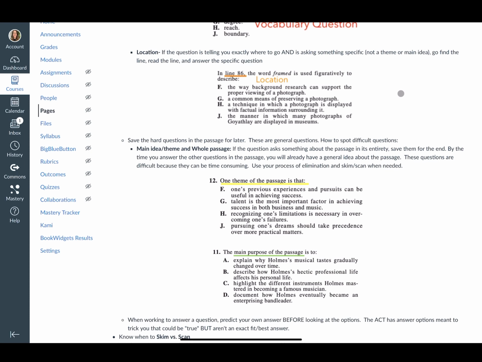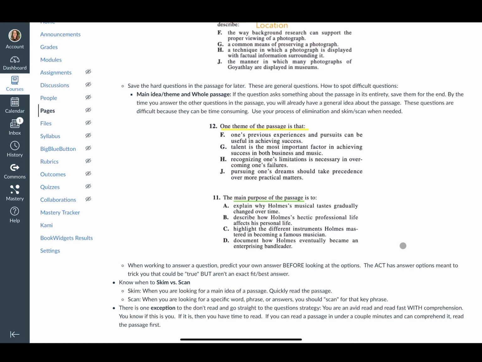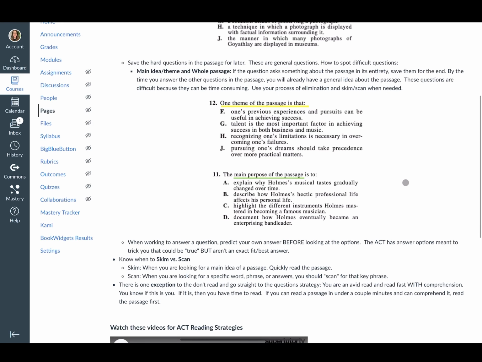Now that you've gotten the easy questions out of the way, you already have a general idea of what is going on in this passage. So now it's time to look for the main idea, whole-passage questions that are a little bit more difficult. Some questions that would be more difficult would look at one theme of the passage. This is more difficult because you need to read the entire passage in order to get that answer. So you want to save that for the end after you have been able to get to know the passage, or something like the main purpose of the passage. This is more difficult because you're looking at the entire passage as a whole.